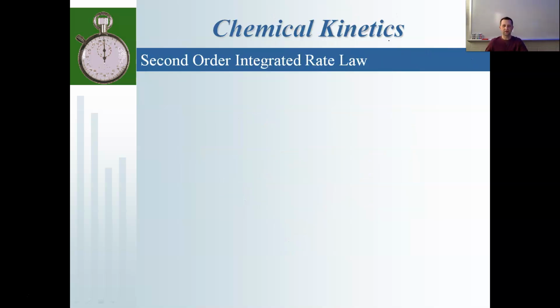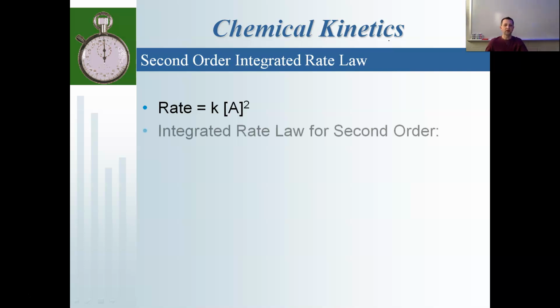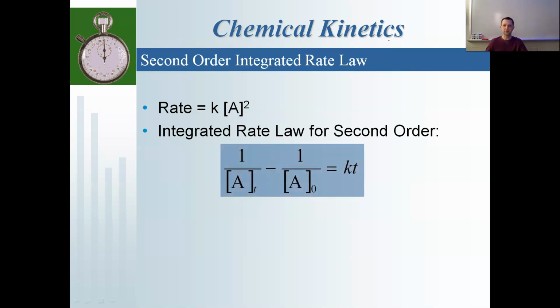Second order integrated rate law we'll do very quickly here. So here's our regular rate law for second order reactions. It's rate equals K times A squared. If I substitute in change in concentration over change in time for rate, integrate with respect to time, I'm going to get a second order integrated rate law of 1 over a sub t minus 1 over a sub 0 equals positive kt. So that's different than the other two that we looked at. The other two had negative kt on the right-hand side of that equal sign. This time we have a positive kt over there.